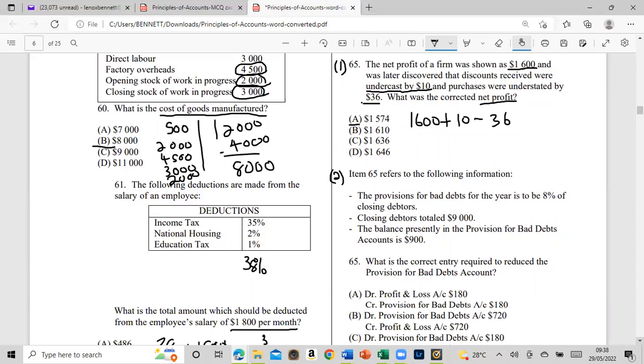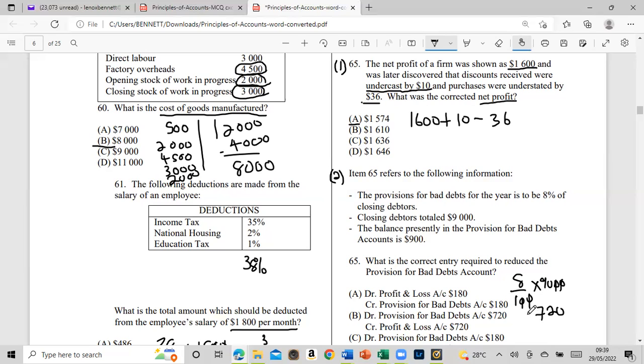Item 65 2 refer to the following information. Provision for bad debts for the year is to be 8% of the closing debtors. All right, so the closing debtors total $9,000. The balance present in the provision of bad debt account is $900. What is the correct entry required? All right, so let us focus on the 8% and the $9,000. So we're gonna find 8% of $9,000 because they actually direct us to that. So we get 720.